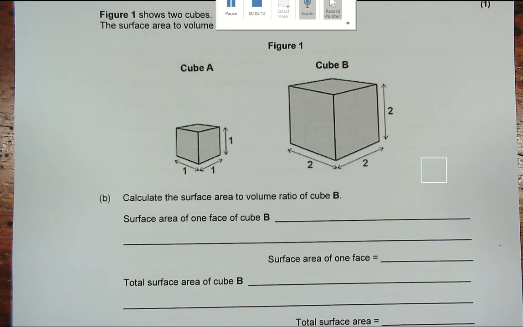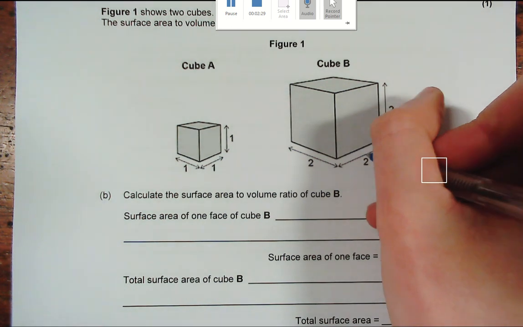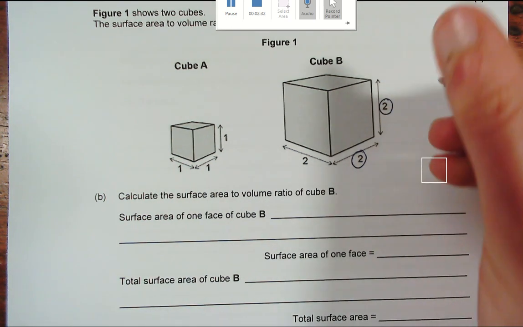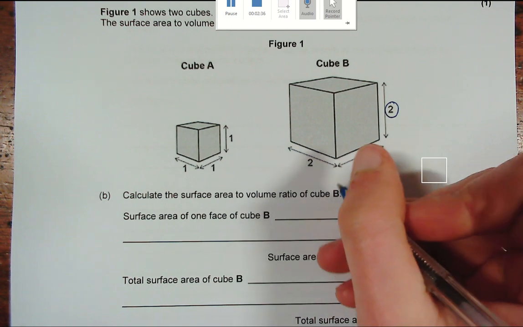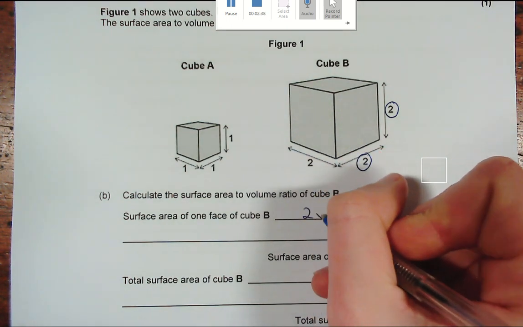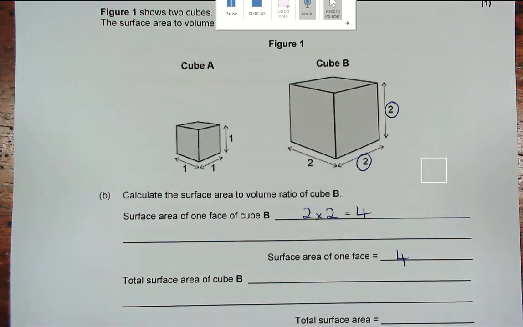So how do we calculate the surface area to volume ratio? Well, first of all, we can start with calculating the surface area of each face, then working out what the total surface area is. So the surface area of one face, to do area, we multiply base by height. So I would multiply 2 by 2, and that would give me 4.